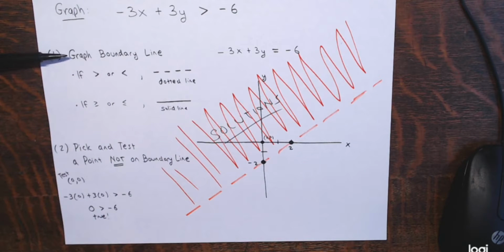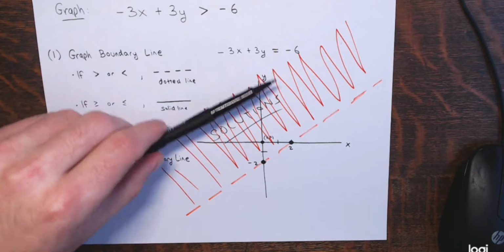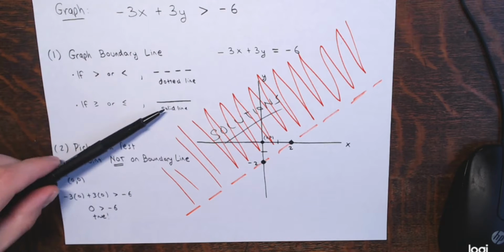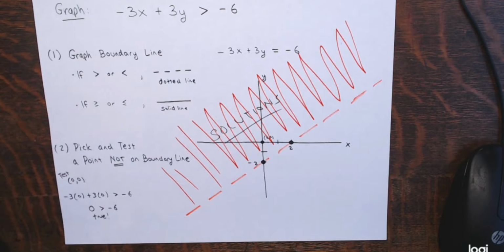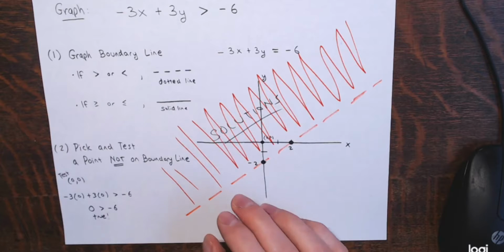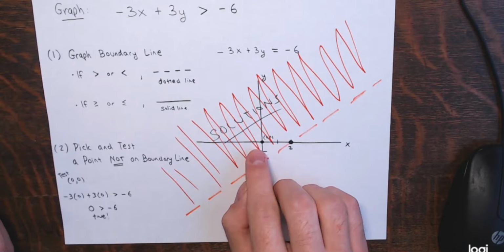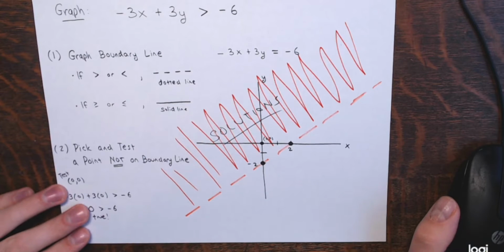You graph this boundary line and just replace the inequality symbol with equals. Graph that line and make it dashed if it's less than or greater than. Make it solid if it's less than or equal to, greater than or equal to, because the equal to part will be satisfied by the line. Then after you have the boundary line in, you pick a point on either side and see if you have a solution or not. If the point is a solution, then that side has all the solutions. If the point wasn't a solution, then the other side has all the solutions. It's really that easy.